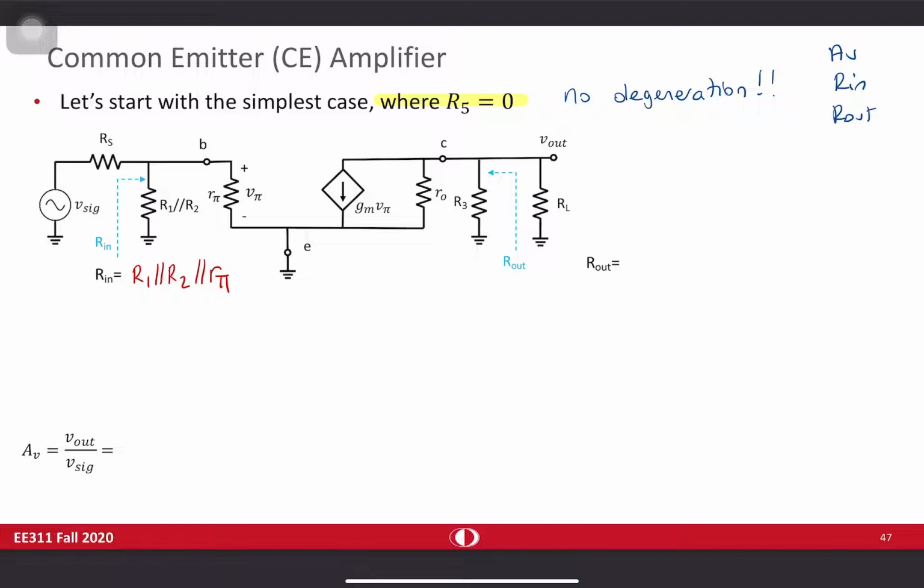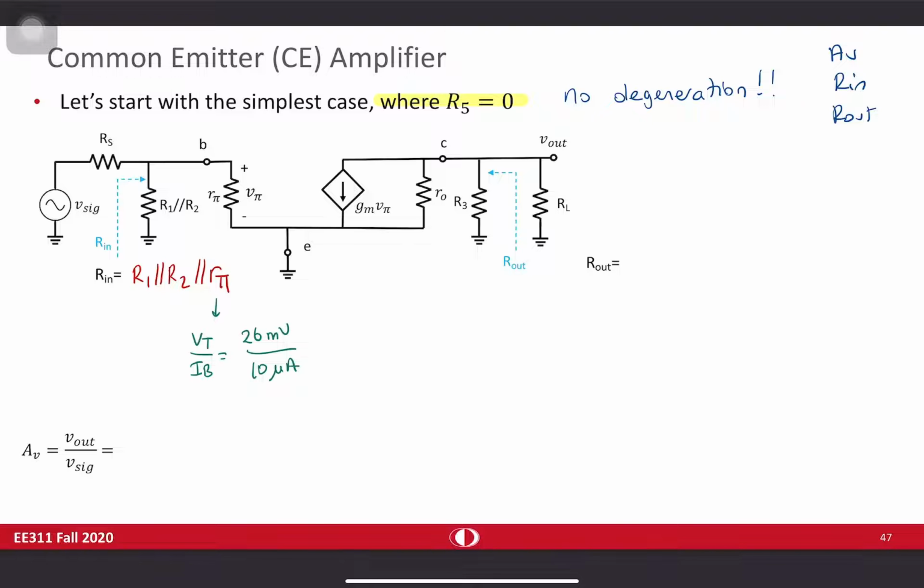Now try to analyze these results and compare them with the common source case. For the common source case, this R-pi was infinite, but now it is not. Think about the typical values. It's like VT divided by I base. It's like 26 millivolts divided by, let's say, I'm providing just some typical numbers, and of course these numbers may change, let's say 10 microamps.